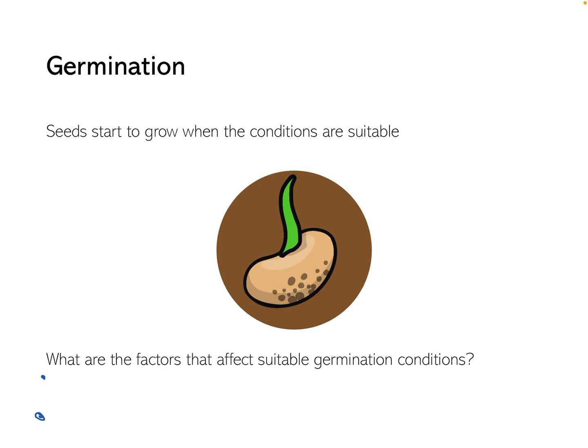What do you think those 4 factors or 4 conditions might be? I'll give you a clue. One of them is moisture. And that is talking about the amount of water in the soil. There can't be too much, there can't be too little. Another one is temperature.